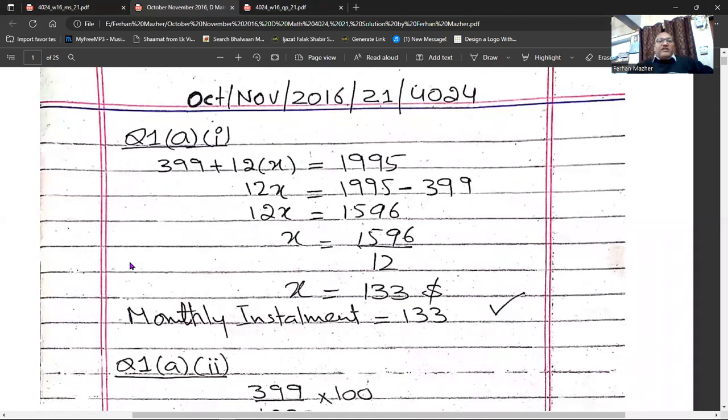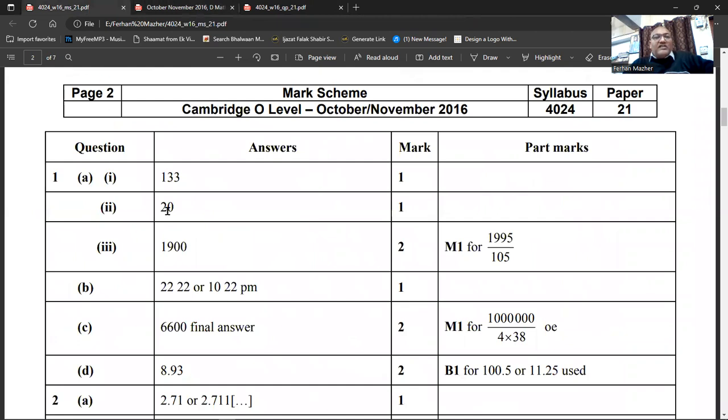So 399 plus 12X is equal to 1995. So 12X will be equal to, this will go on the other side, it will subtract. So 12X will be equal to 1596. So this 12 will go on the other side, it will divide because it's multiplying here. So X will be equal to, in your calculator, 1596 divided by 12. Enter this and you will get $133. So the monthly installment will be $133. $133 is the right answer.